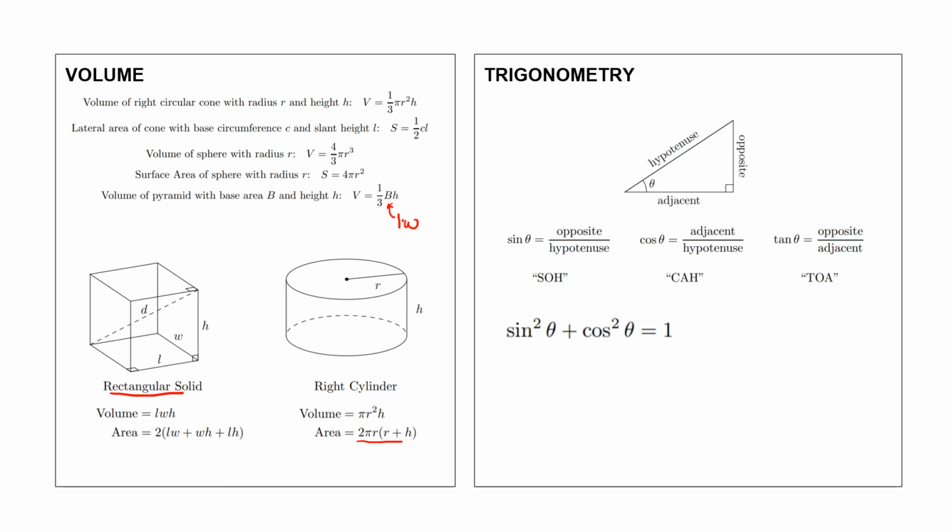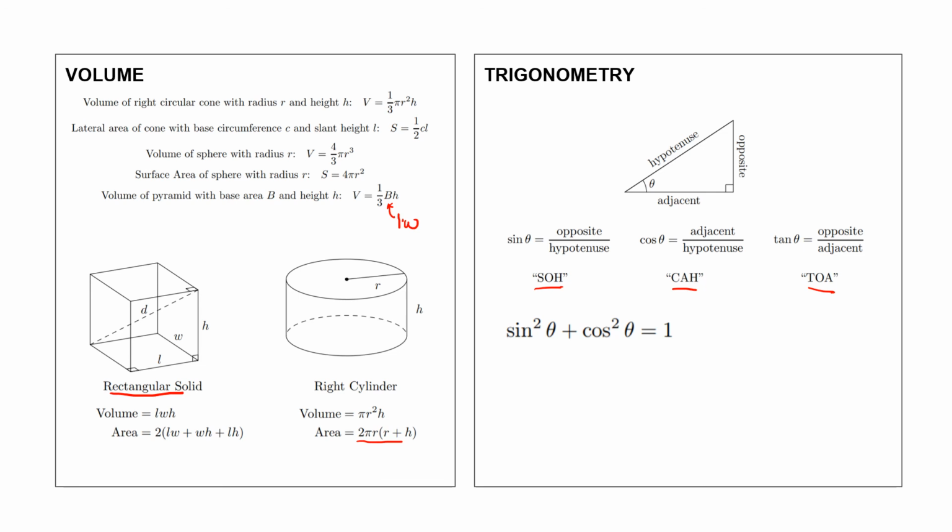All right, moving on to trig. For trig, the most important mnemonic to use is SOHCAHTOA. This tells us that the sine of an angle is equal to opposite over hypotenuse. The cosine of an angle is equal to adjacent over hypotenuse. The tangent of an angle is equal to opposite over adjacent. And you can just refer to this right triangle over here.